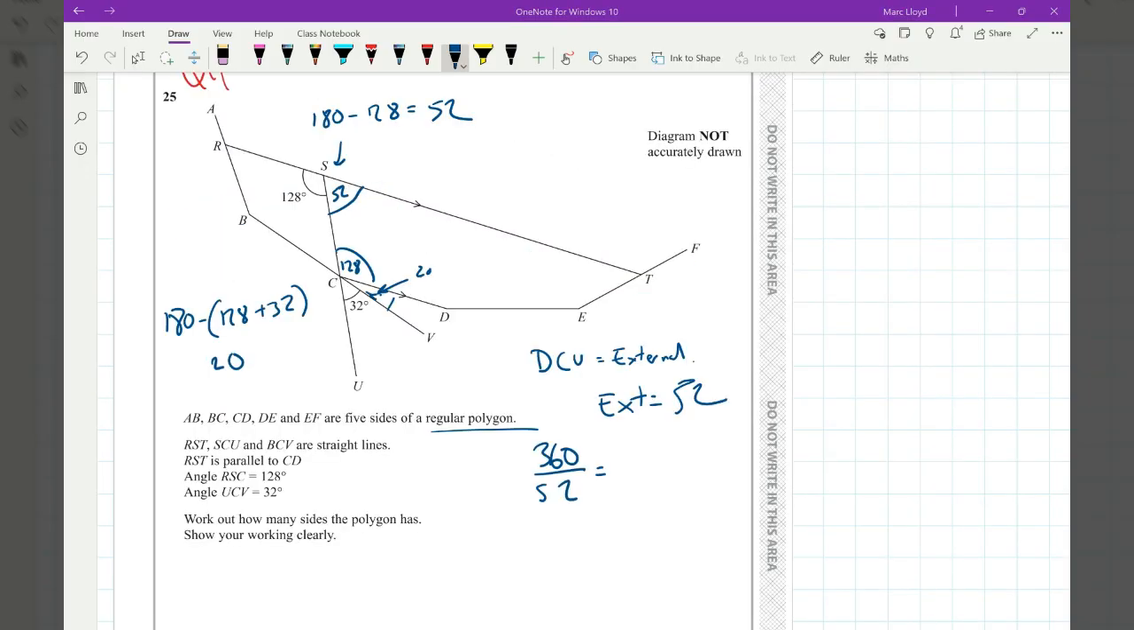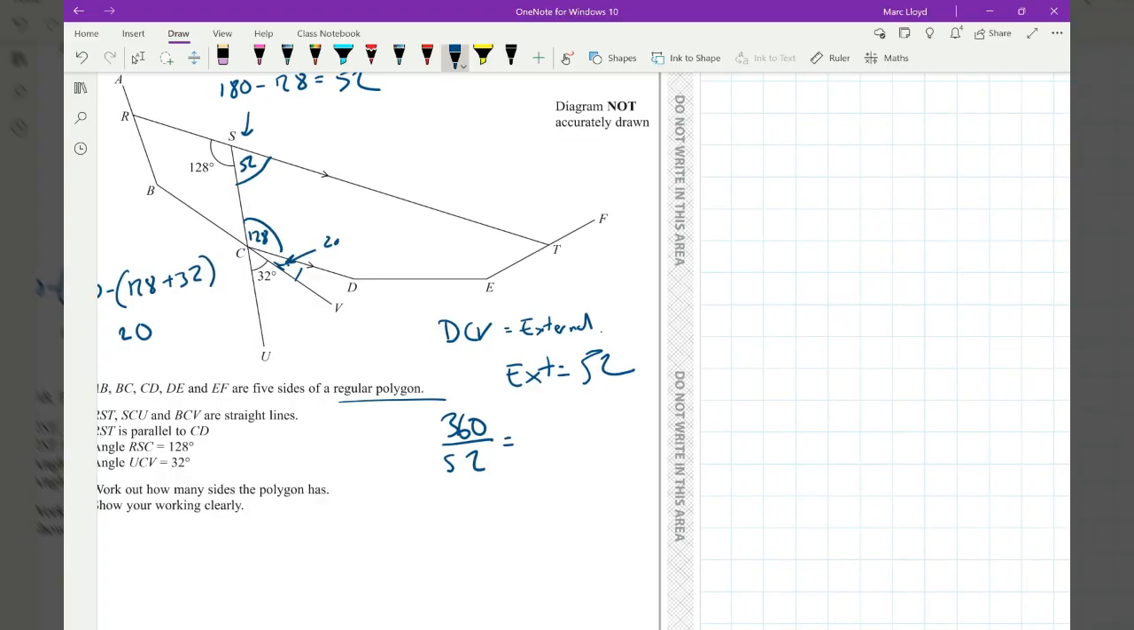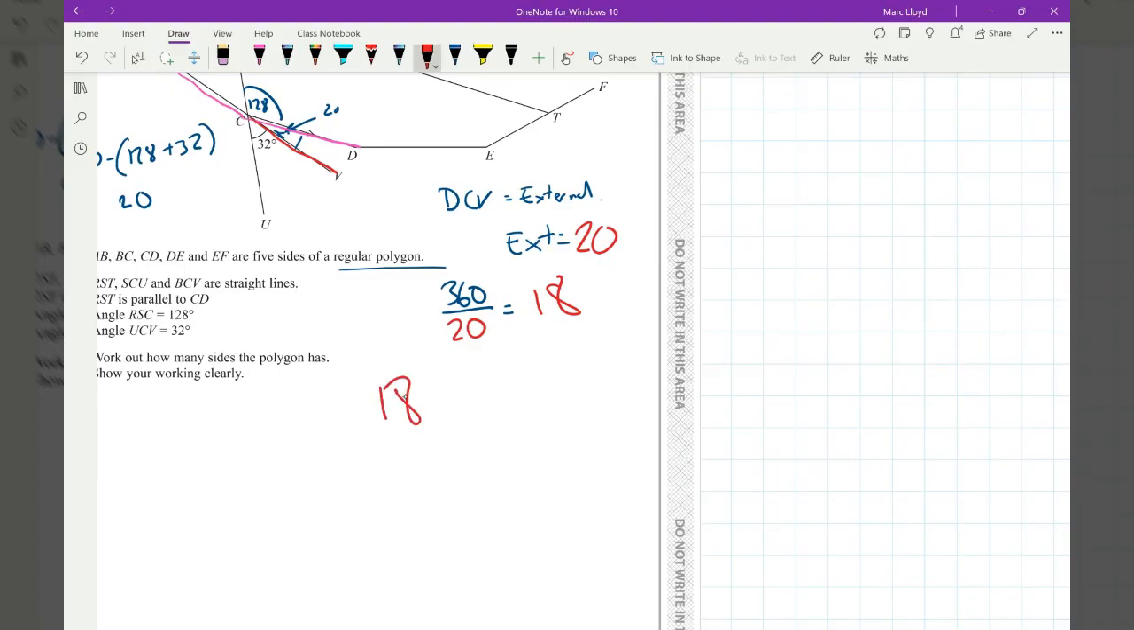Okay, it's fine. DCU is not the external. It's DCV. Because that, I'm going to go a different color here. That is the length. And then that is another length there. So this bit here would be the external. So it's 20. So the external angle is 20, and that's going to work out nicely, isn't it? 360 divided by 20 is 18. So it's got 18 sides.